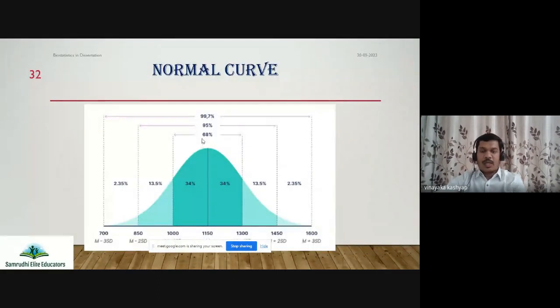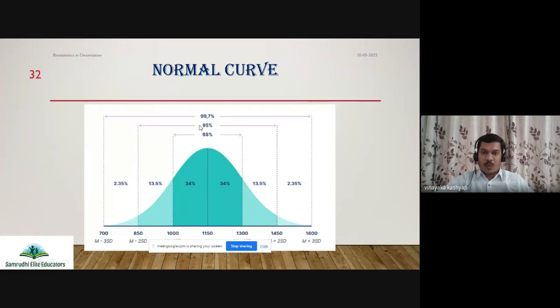So, as I was discussing, this is the normal curve you can see. That means 95% of the time, if I repeat this particular test, the values are going to be in the range of 850 to 1450. That is the meaning of 95% confidence interval. If we take the mean as 1150, and I repeat this test 100 times, then 95% of the time the values will be roaming between 850 and 1450.